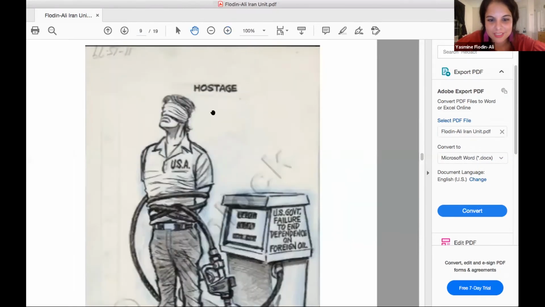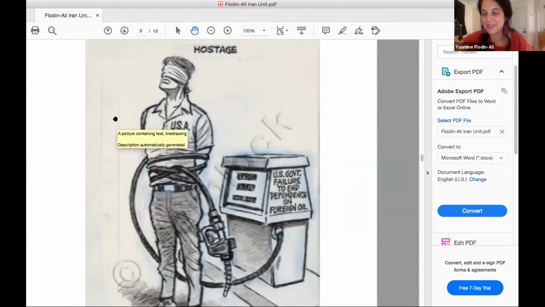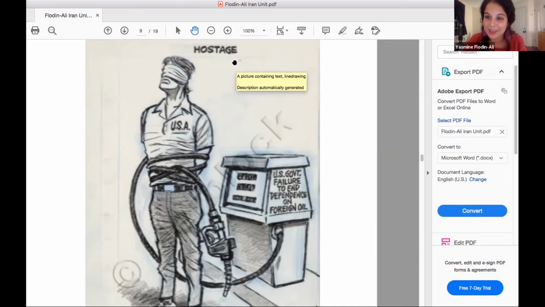It's not real subtle, but it's a political cartoon, so it's trying to make a point. The U.S. government's failure to end dependence on foreign oil seems to be holding this man hostage, which is written out here in case you forgot what that meant. But yeah, really spelling out what we mean here. Maybe this one is a little bit too intuitive.